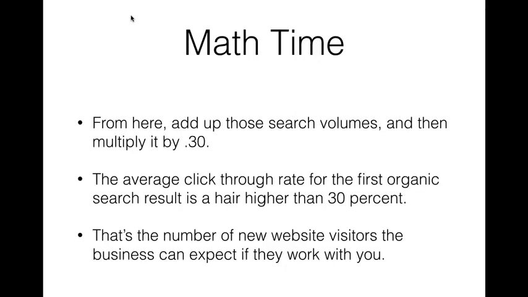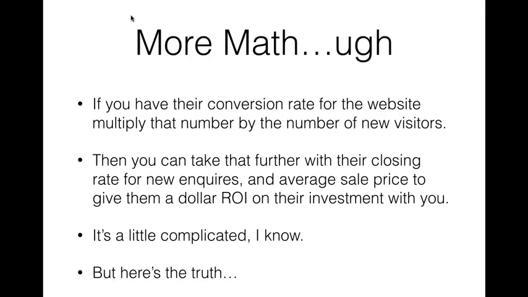Then it's math time, right? So from here, just add up those search volumes, and then multiply it by 0.30. The average click-through rate for the first organic search result is a little bit higher than 30%. So when you multiply it by 0.30, that's the number of new website visitors they can expect if they work with you. If you can get them to the number one spot for all those keywords, that's the search volume that they can expect to come to their website.